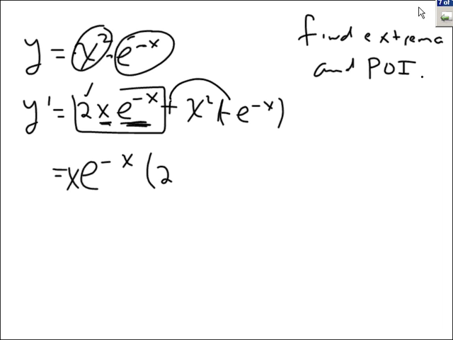Now, plus, times a negative, that's a negative. I factored out e to the minus x. There it is. And I factored out one of the x's. So I have another x remaining. e to any power never equals 0. So this equals 0 when this is 0 or when that's 0.